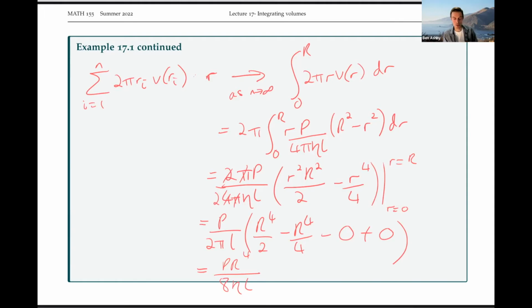So in a blood vessel of length L, where the blood has viscosity eta, and we have blood pressure P, and the radius of our blood vessel is capital R, this gives us the rate of flow of blood per unit time.